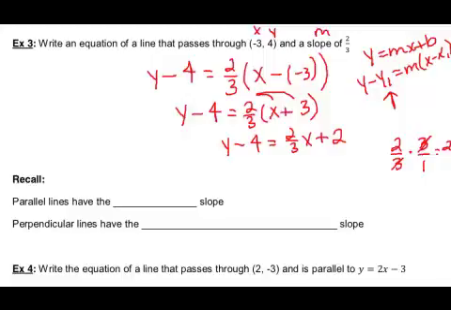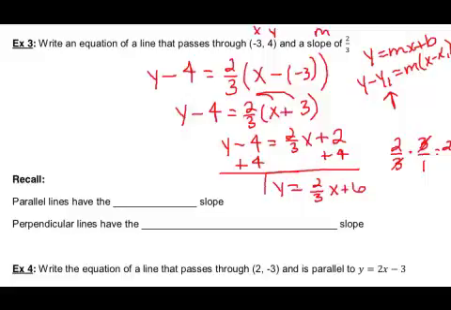Now again, in slope-intercept form, we want y by itself, so we also want to add 4. That should get us into slope-intercept form. So y = 2/3 x + 6 is our equation in slope-intercept form. If they give you a point and the slope, the fastest way is just to plug it into point-slope form, and then we can change it into slope-intercept form from there.